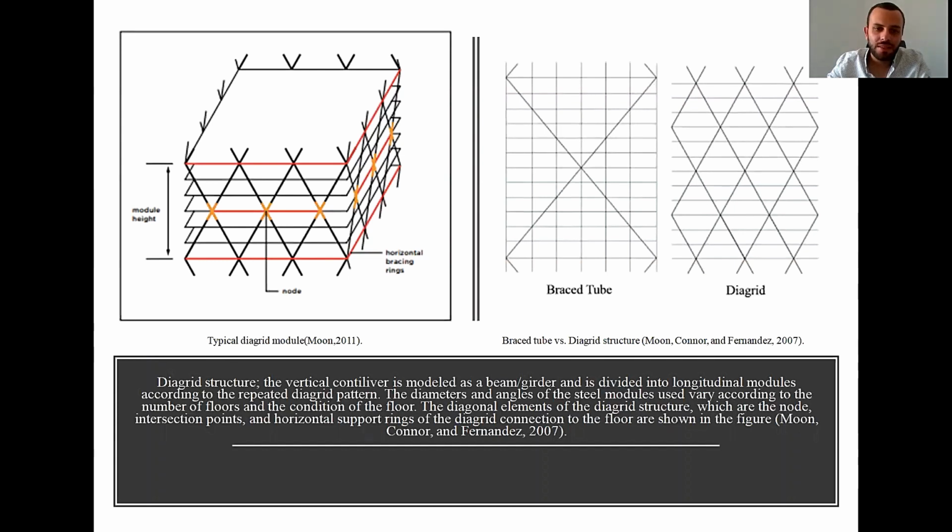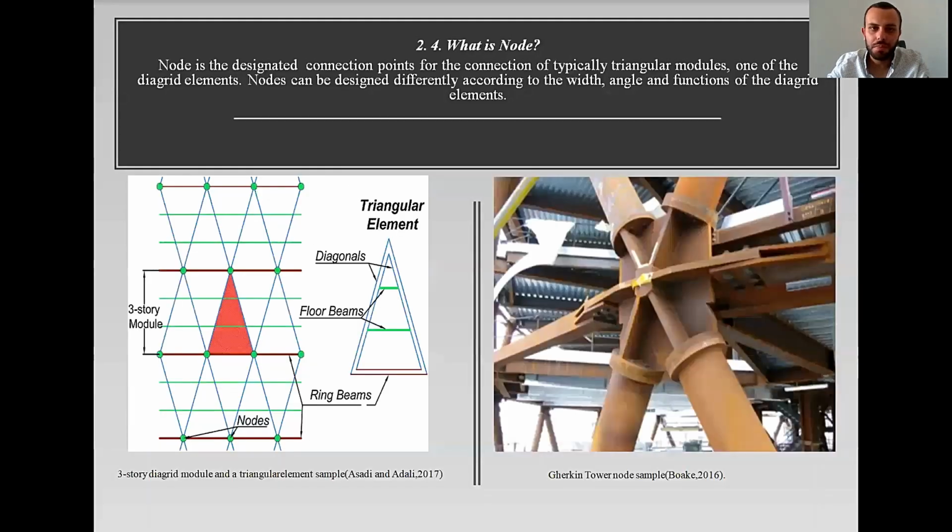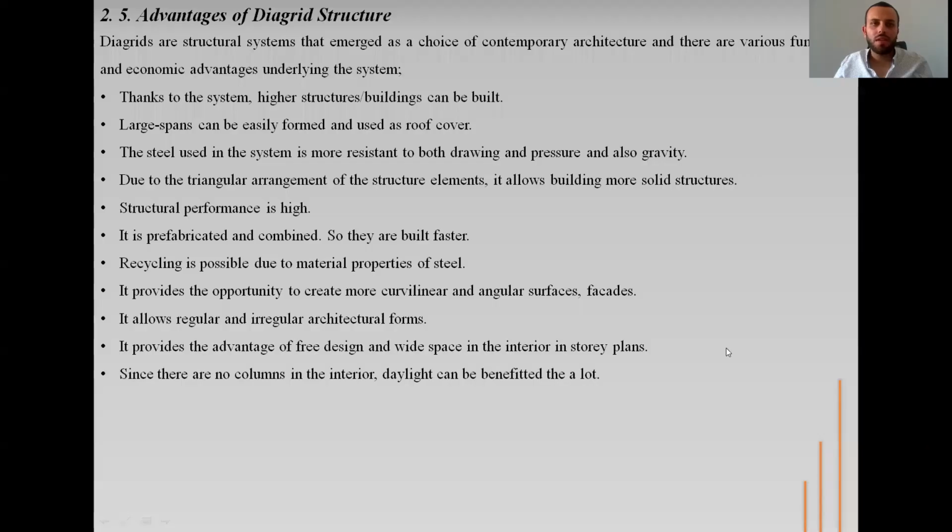Like a tube structure, the vertical cantilever is modeled as a beam, girder, and divided into longitudinal modules according to the repeated Diagrid pattern. What is a node? A node is a designed connection point for the connection of typically triangular modules on the Diagrid elements. This is a node.